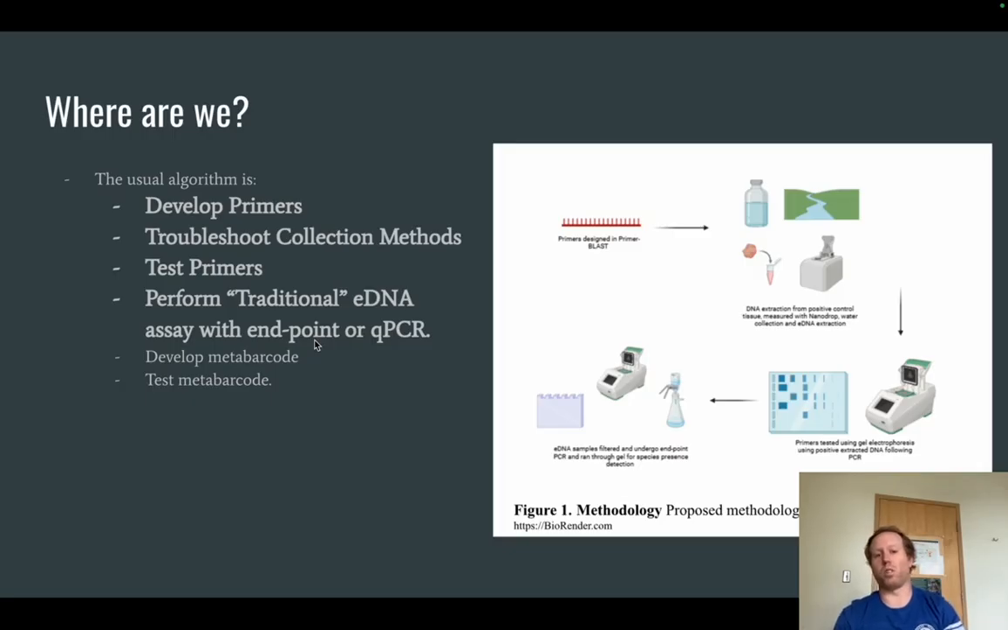And if it does, then we'll work towards developing a metabarcode so we can scale this up and look at all the freshwater mussel species present at one time to understand who's there and how much from a bunch of different sites within the Appomattox, and then hopefully the rest of the James River watershed.